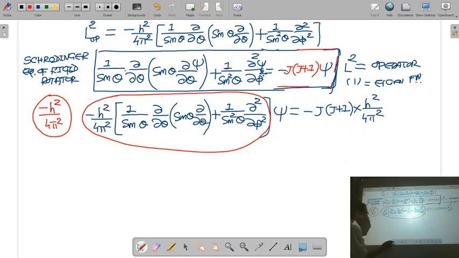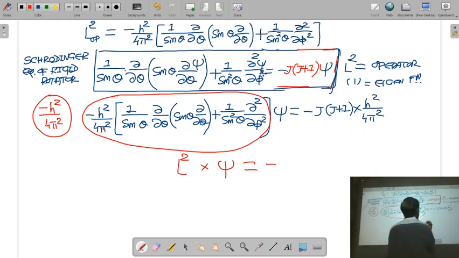What is minus h square upon 4 pi square, 1 upon sin theta d by d theta sin theta d by d theta plus 1 upon sin square theta d square upon d phi square? It is nothing but the operator of L square. So I write this as the L square operator, and it is operating on psi, equal to, what do we get? Minus h square upon 4 pi square j into j plus 1 psi. So we are getting this equation.